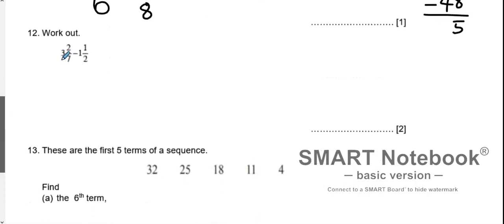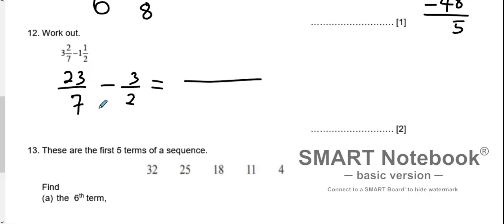Work out this, work out that. So you need to convert each into mixed numbers. I mean, into improper fractions. This will be 7 times 3, 21 plus 2. This will be 23 over 7. Then 2 times 1 is 2, plus 1 is 3 over 2. The LCM of these two numbers will be 14.